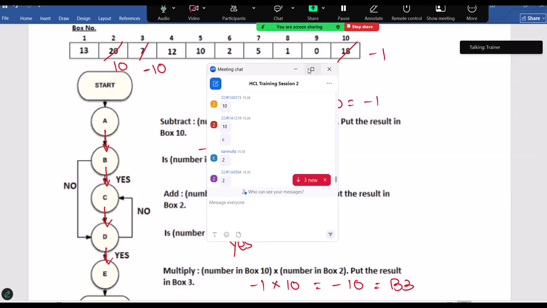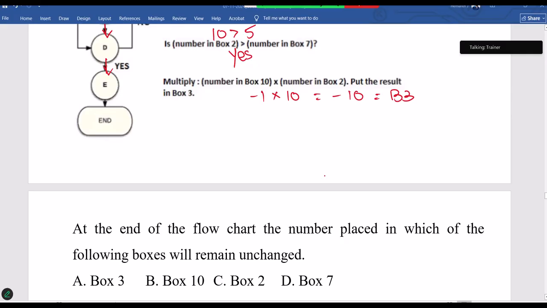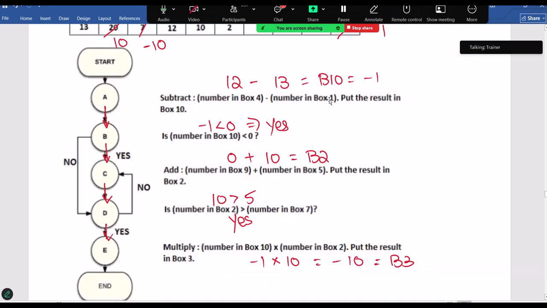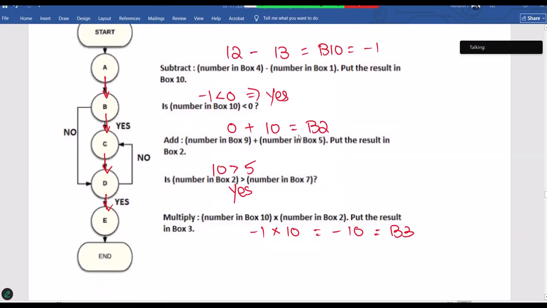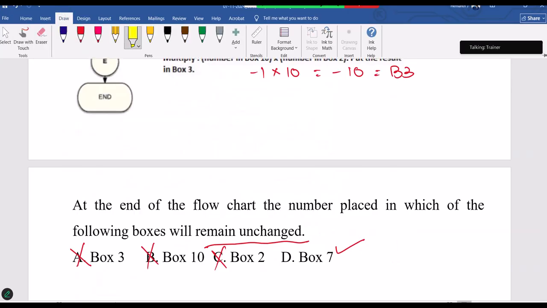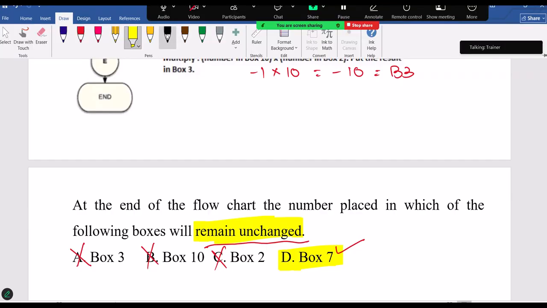Which box is unchanged among the options? During this process, box 3 is changed. I think box 7 is not changed, it seems. Box 2 changed, box 10 changed. You see the result, box 3 updated, box 2 updated, box 10 updated. 10, 2 and 3. 7 is not at all disturbed. At the end of the flowchart, which box is unchanged? During the entire process, if you check, the one that remains unchanged is box 7. Right.